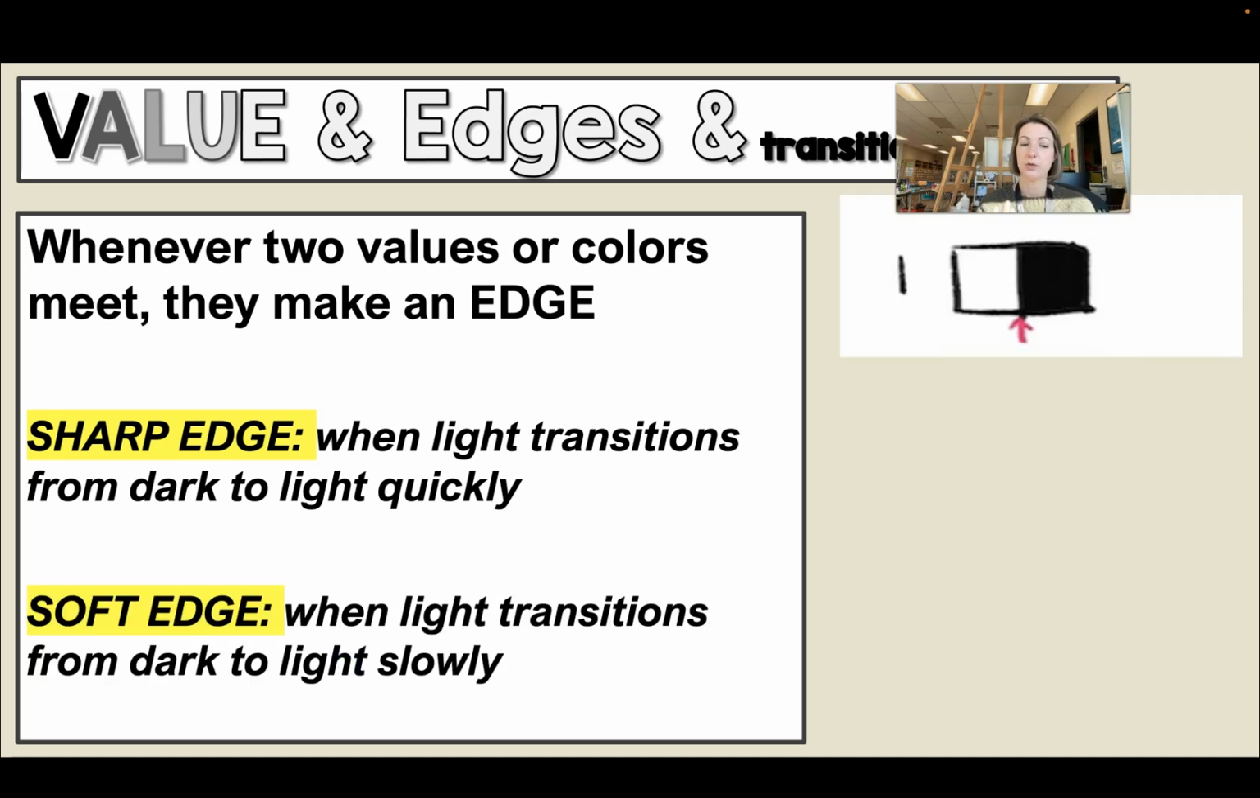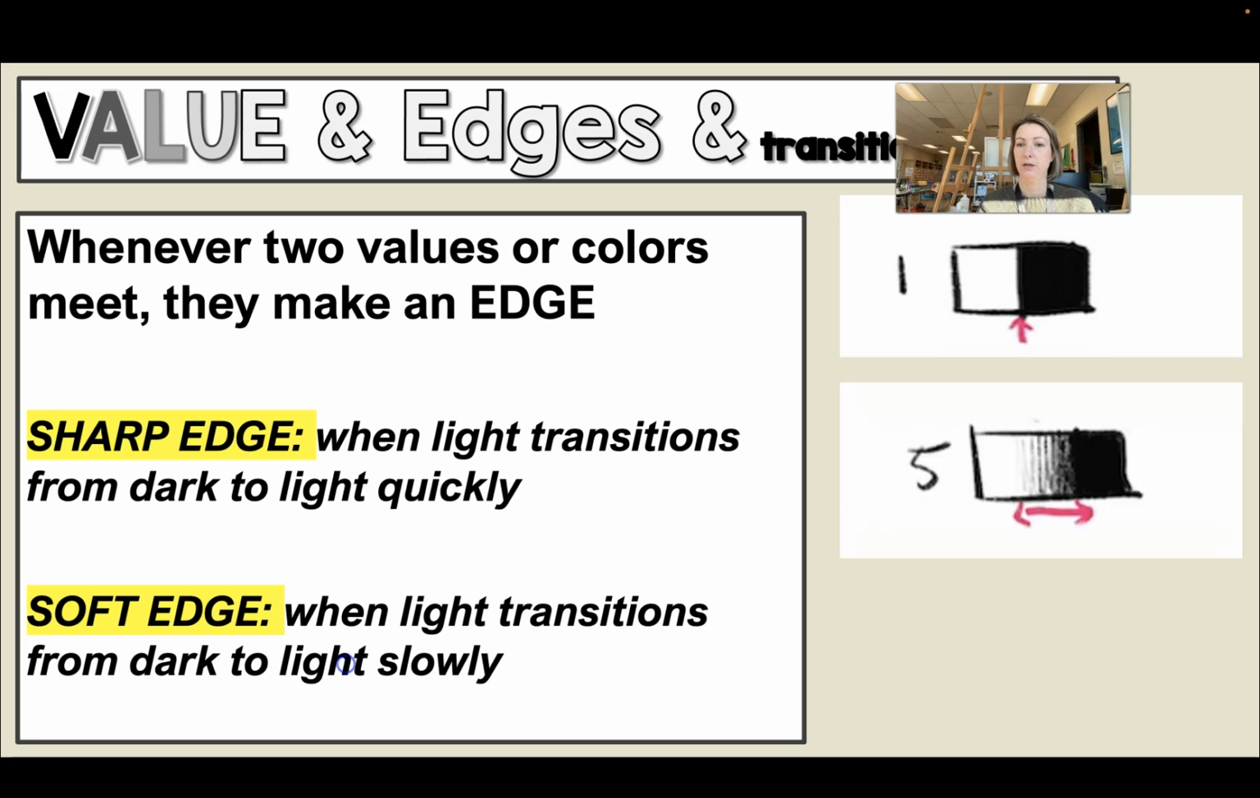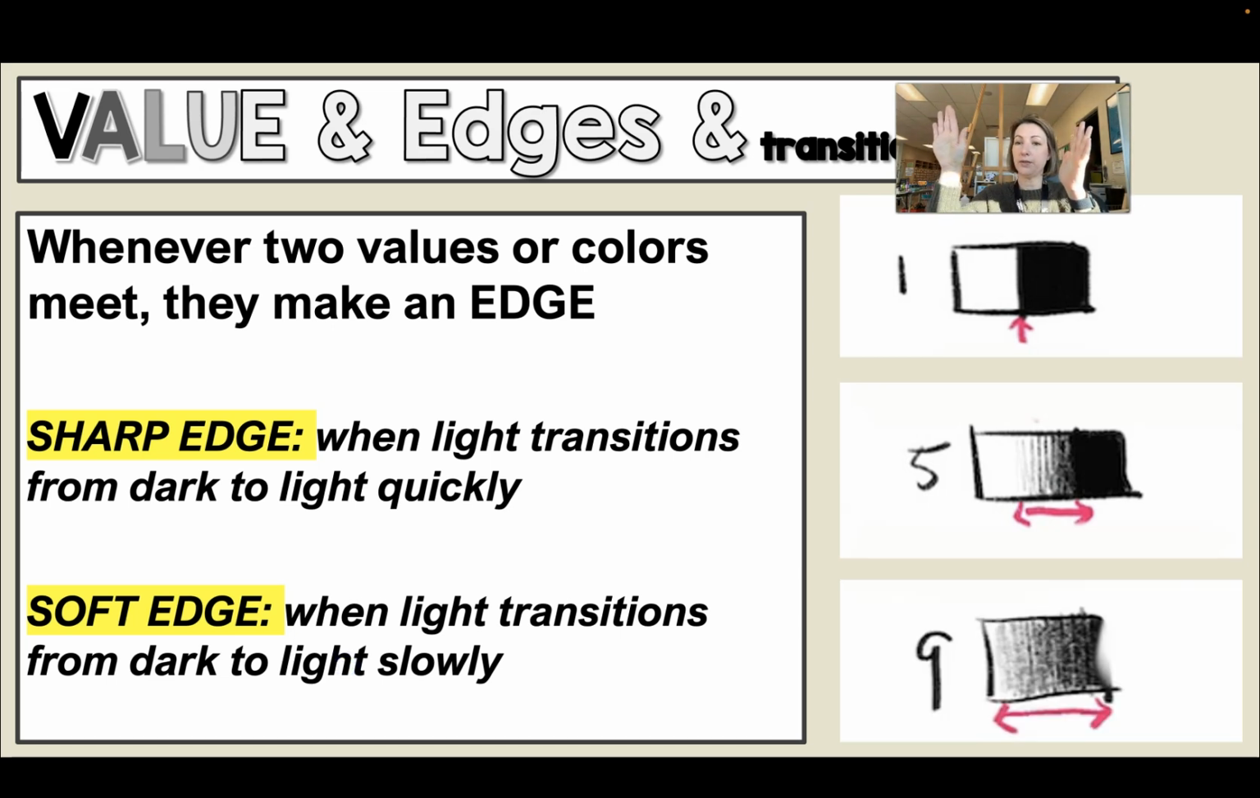A soft edge is when light transitions from dark to light slowly, and there are various gradations of this. In this example, you can see it's dark, it gets a little bit to the medium, and then all of a sudden it's light. And then this one is very, very slow where it goes from dark to light. So there are different levels of how quickly it transitions.